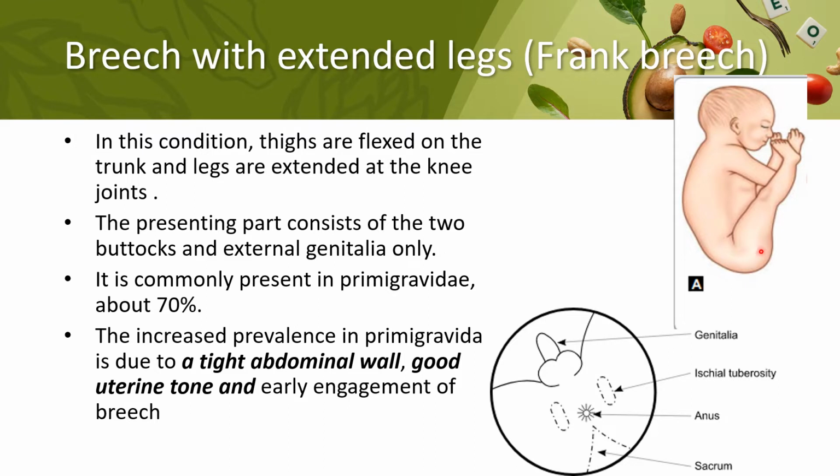The presenting part for frank breech is the sacrum or buttocks, then external genitalia. This is the presenting part for frank breech. It is commonly present in primigravida. Why is it commonly present in primigravida? Primigravida mothers have a tight abdominal wall and good uterine tone. Because of that, early engagement of the breech happens. Clear? In frank breech, early engagement also occurs.